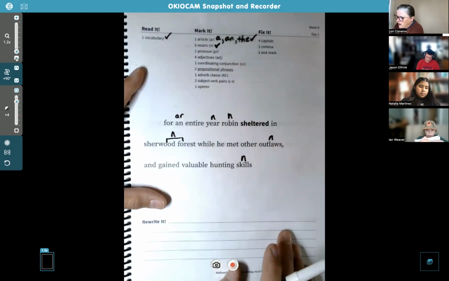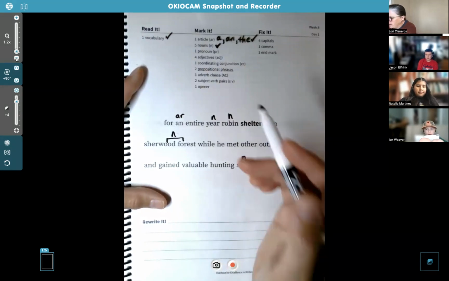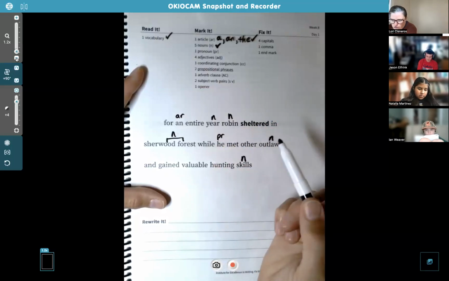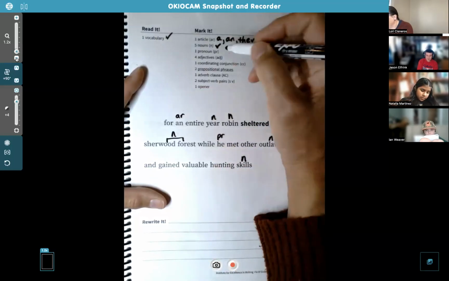And then Natalia, how about the pronoun? Remember what those are? Pronouns? Remember, the pronouns are the ones that take the place of a noun. So like he, she, they, them, those types of words. It. He. Good. He. Good, because that's talking about Robin, right? So it's referring back to him. That's what a pronoun does.